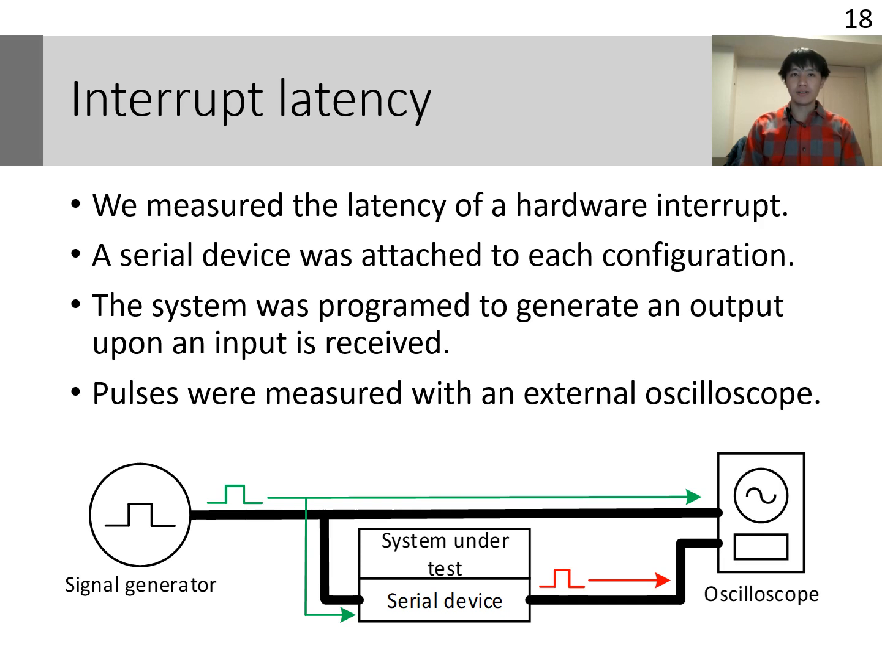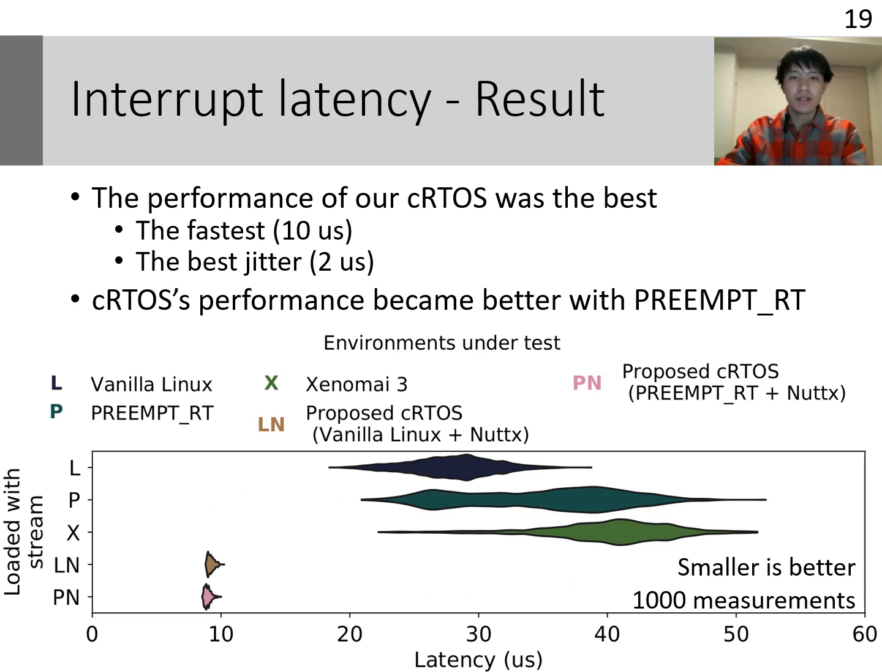A signal generator generates a pulse to the serial device. The original pulse and the pulse generated from the system are measured by an oscilloscope to observe the timing difference. We also run stream as an additional load during this evaluation. The result with 1,000 measurements is shown in the graph as violin plots. From top to bottom are Boolean Nuttx, Boolean RT, and our proposed operating system with Boolean Nuttx and Boolean RT.